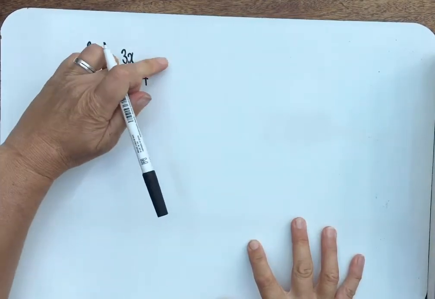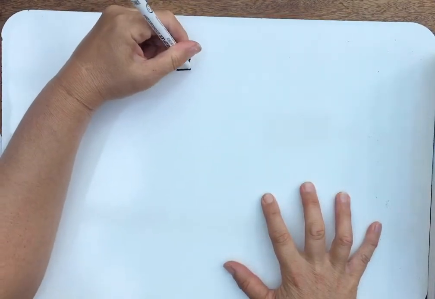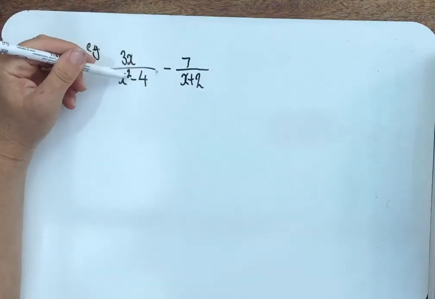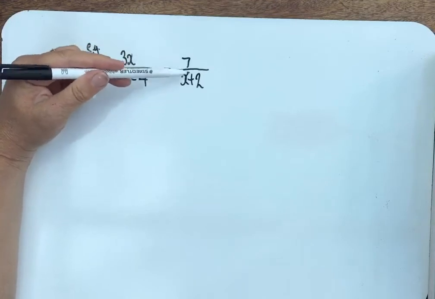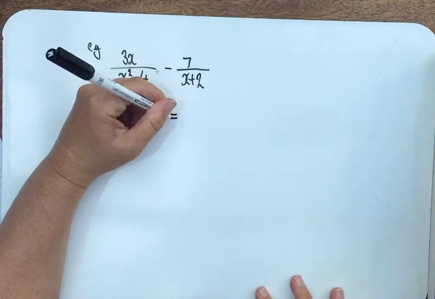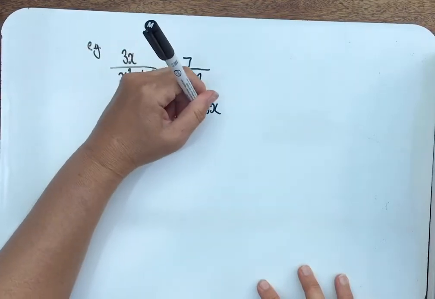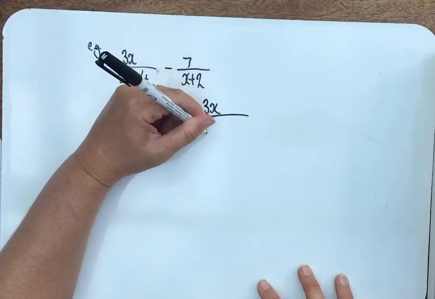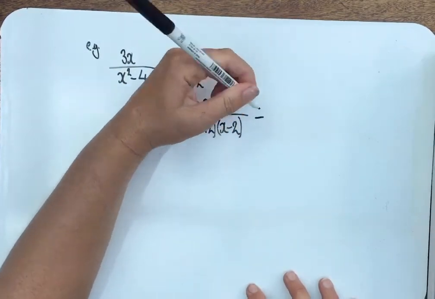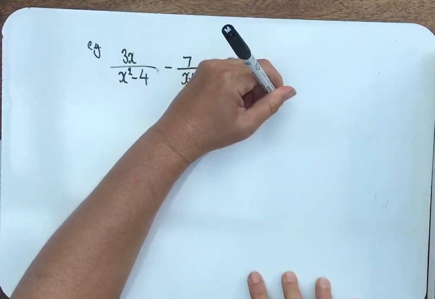This board's a bit wobbly, never mind. 3x over x squared minus 4 minus 7 over x plus 2. So you could times top and bottom of that by x plus 2, top and bottom of that by x squared minus 4, but you'd be making life difficult for yourself. So the trick with these fractions questions is to factorise first if you can. So because I've got a difference of 2 squares, that goes to x plus 2, x minus 2. So to get the denominators the same, I can just times top and bottom of the second fraction by x minus 2.